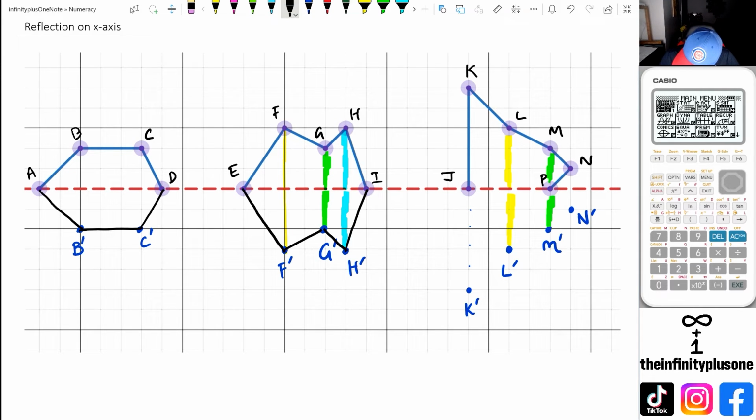So joining these now, I'm going to go from J to K first, and then K to L, then L to M, M to N, and P to N dash. I should have actually said dash for all of those things. All right, so let's quickly have a look at what the answers are going to look like.